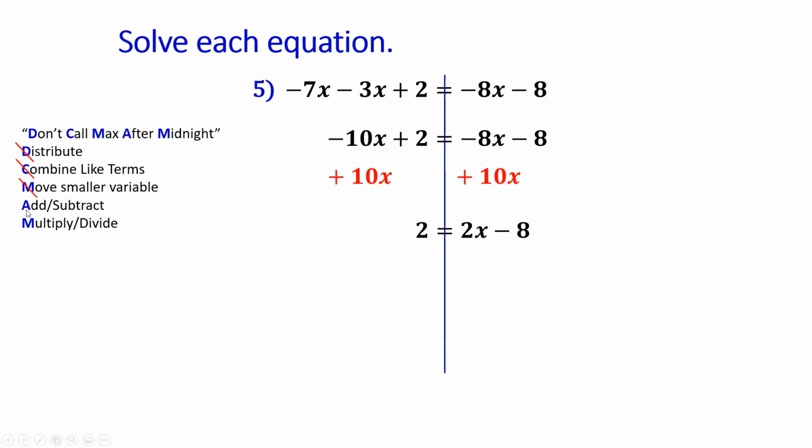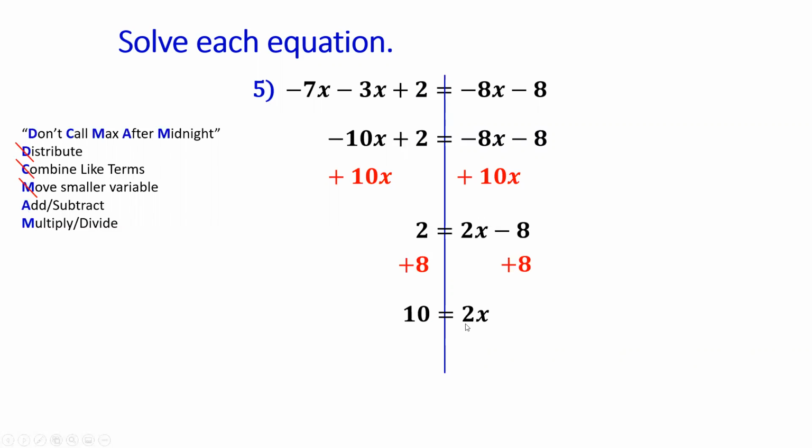The fourth step is adding and subtracting. Remember, your goal is to get the variable by itself. So I'm going to look at, is there any addition or subtraction attached to my variable? In this case, yes, there's a minus 8. That's subtraction. And the opposite of subtracting 8 is to add 8. And whatever you do to one side, we do to the other. So I'm going to have 2 plus 8 gives me 10. And the 8 and the negative 8 will cancel.